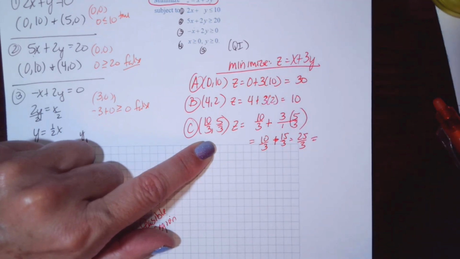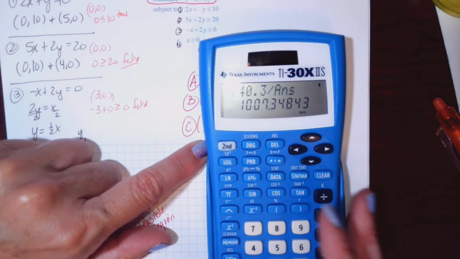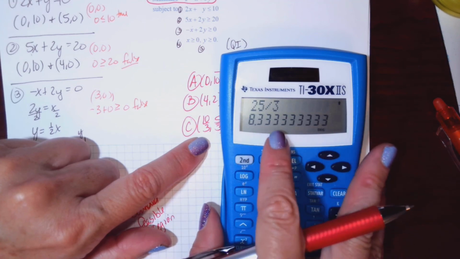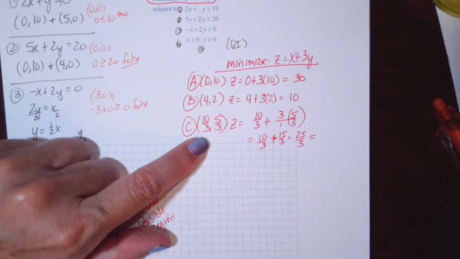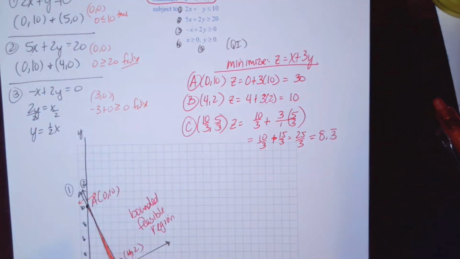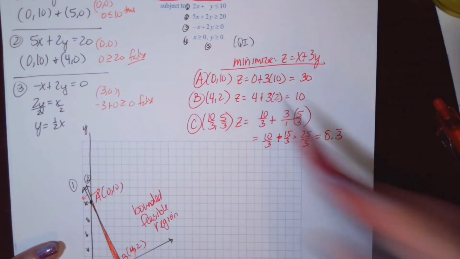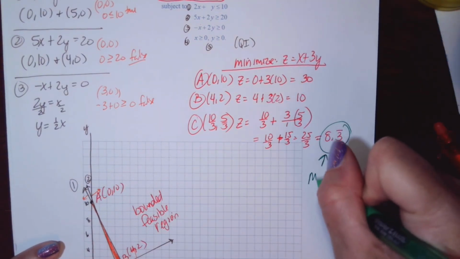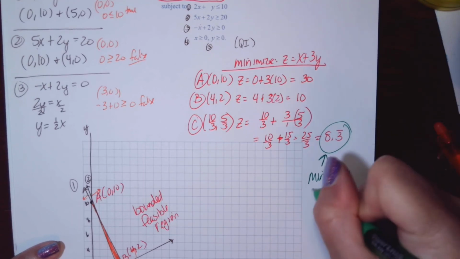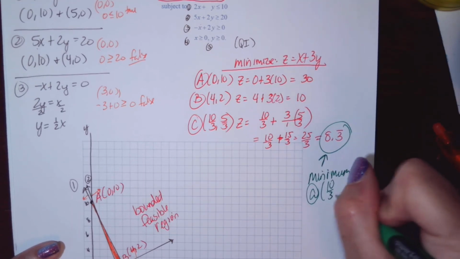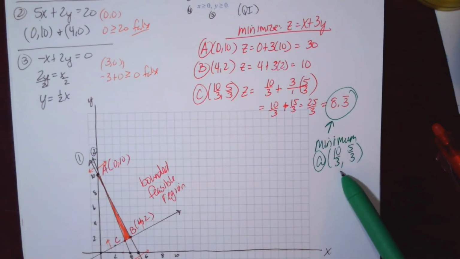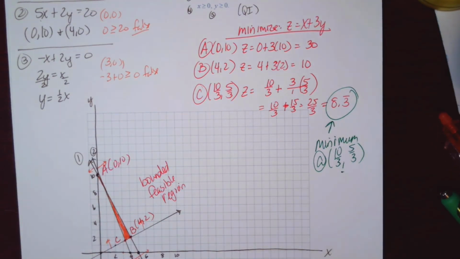25 thirds. If I want an exact answer, I need to give 25 thirds. But if I do an approximate answer, 25 divided by 3 is 8.3 repeated. And I'm interested in a minimum. So out of 30, 10, and 8.3, there's my minimum. And it's at that corner, 10 thirds, 5 thirds. Now, notice that I gave my coordinates exactly. Unless you're told to approximate, you need to make sure that you give exact values.